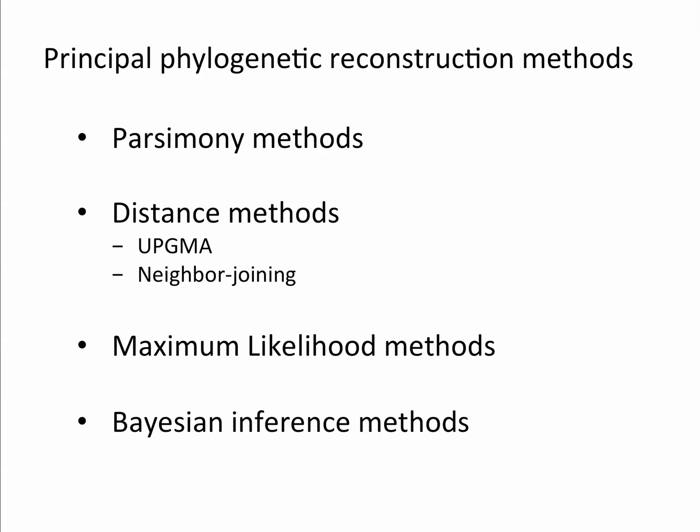Once a multiple sequence alignment is in hand, a phylogenetic reconstruction method or methods must be chosen. The many and remarkably diverse methods can be classified into 4 main categories on the basis of their overall schema. These methods are parsimony methods, distance methods, maximum likelihood methods, or Bayesian inference methods.